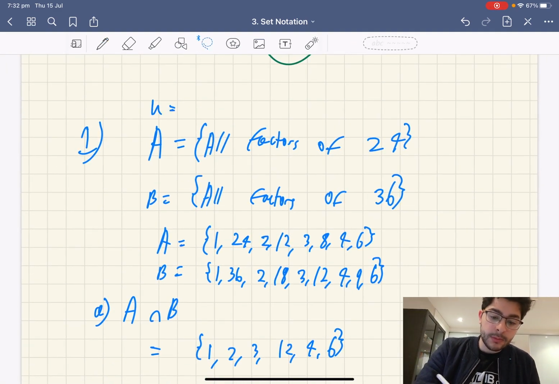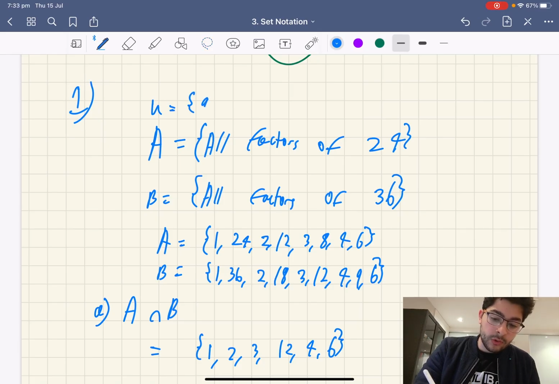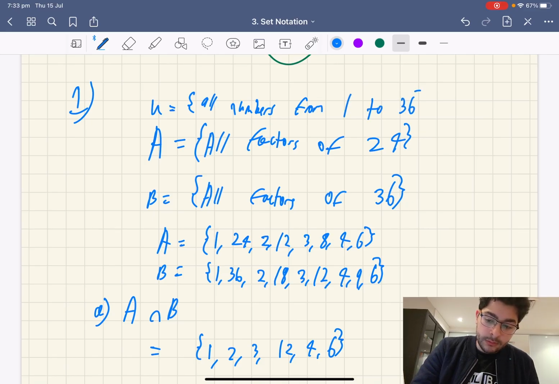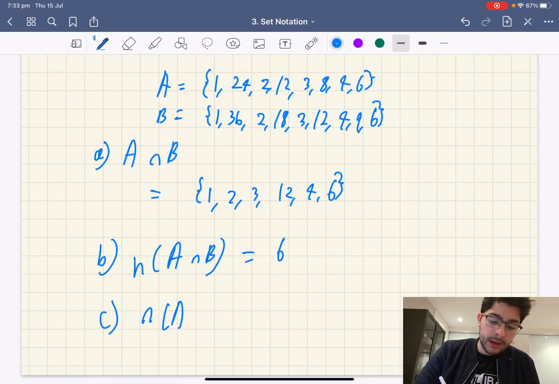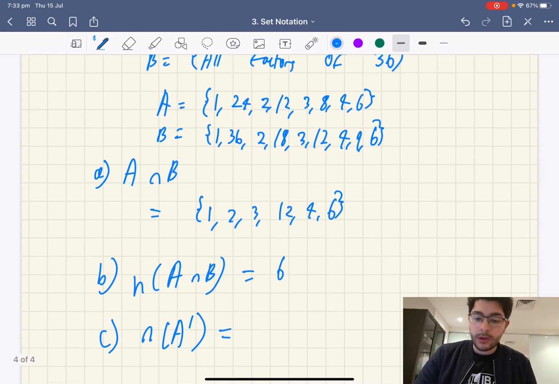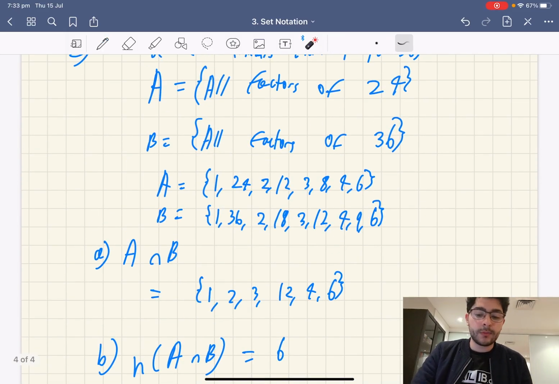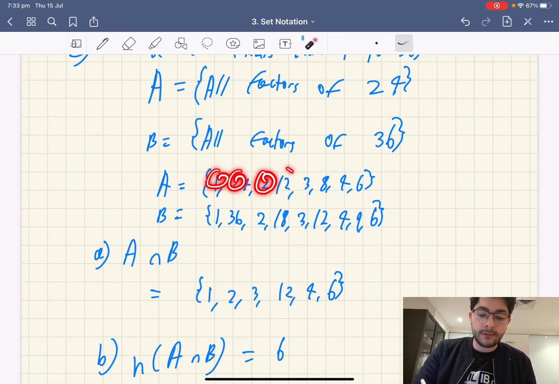So I'm going to bump this up a bit higher. The universal set is all numbers from 1 to 36. So if I said now, what is the number of terms that is not in A? We can take a look at how many terms are in A. We can see there's 1, 2, 3, 4, 5, 6, 7, 8.